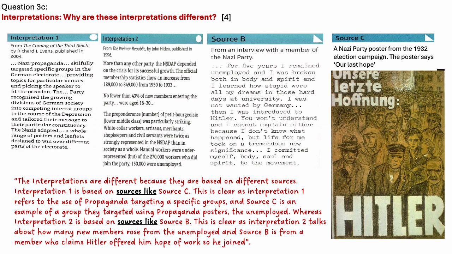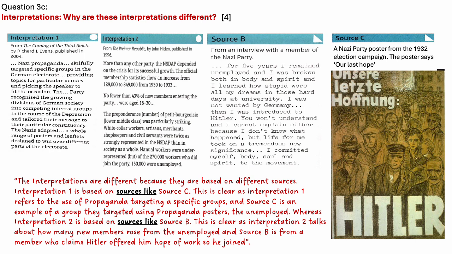And then I've tried to match them up as best as I can without writing loads and loads. It's only a 4 marker, but I've said this is clear as interpretation 1 refers to the use of propaganda targeting a specific group, and source C is an example of a group they targeted using propaganda posters, the unemployed. Whereas interpretation 2 is based on sources like source B, so the other source. Remember as well, we've done the sources already, so you should know which sources generally fit with the other one. So as you're doing the first 2 questions in section B, just keep that in mind and think, oh, these match. I'll come back to that in a minute.